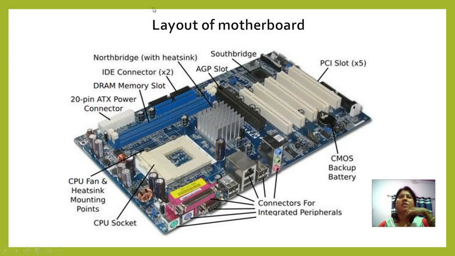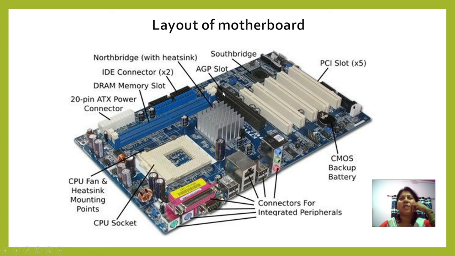Now see, this is the layout of the motherboard. Start from this option. This one is your CMOS backup battery, which means you have to attach the battery here only. Then next is your PCI slot. These are the PCI slots where the graphics card or your Wi-Fi LAN card is to be attached. Then the South Bridge is there. This is the South Bridge.